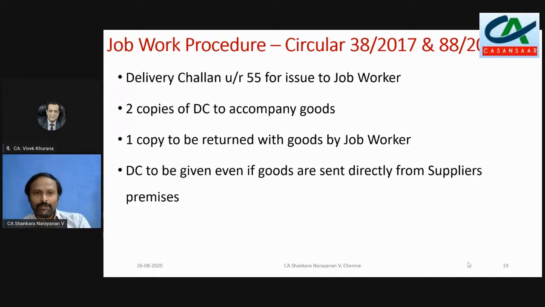The DC copy, two copies he is now having, the original and the duplicate. Any one of the copies has to be returned by the job worker. And the DC is to be given even if the goods are sent directly from the supplier's premises. So the DC is mandatory in any of the cases where the goods are reaching the job worker, and from the job worker it is coming back. In both cases, delivery challan is mandatory.